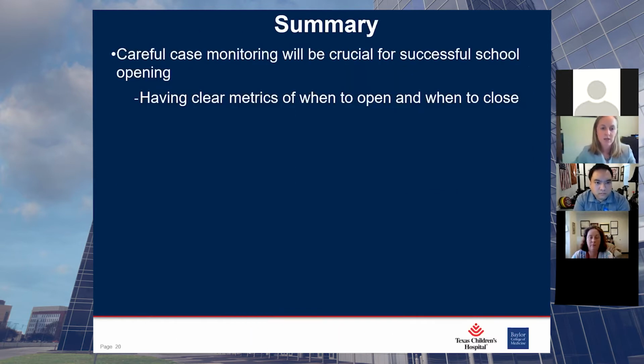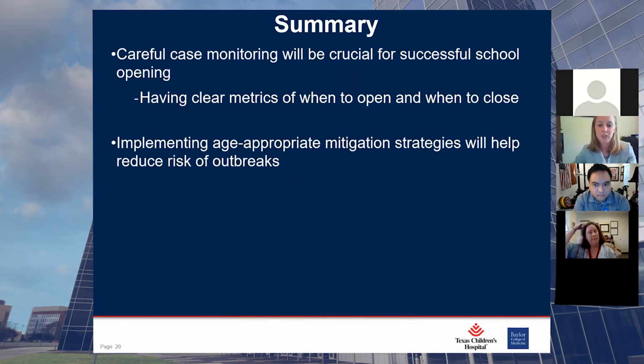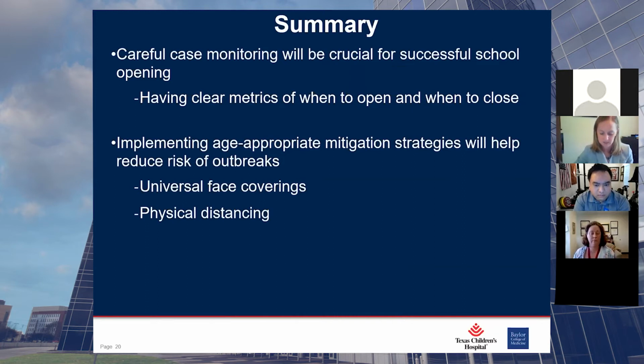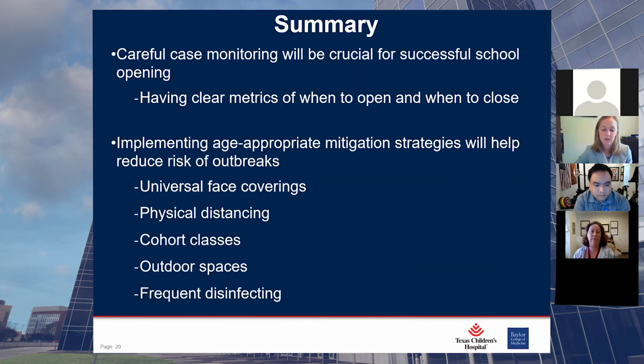So in summary, from transmission dynamics, we need to be monitoring cases within our community closely in order to have successful school openings, and implement age-appropriate mitigation strategies, including universal face coverings, physical distancing, cohorting of classes, outdoor space use, and frequent disinfecting and hand hygiene efforts.